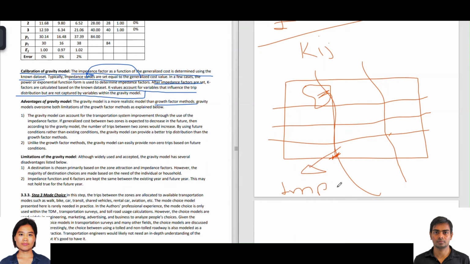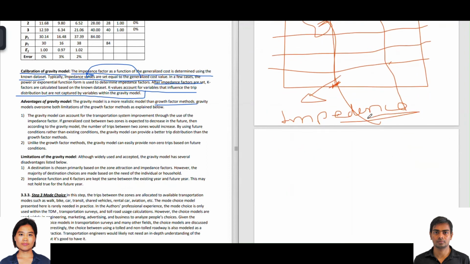So the impedance matrix is based on future socioeconomic data and future roadway network. So once we have the future impedance matrix based on future network, which is directly accounted in the impedance matrix, we can calculate the new trip pattern. So the gravity model can account for transportation system improvement through the use of impedance factor. If the generalized cost between two zones is expected to decrease in future, then according to the gravity model, the number of trips between two zones would increase.